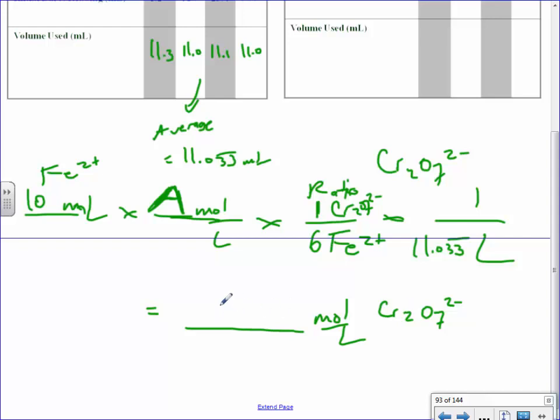I got this. 0.007202, something like that. If it's okay with you guys, can I call that B, just to make it a little bit easier here?